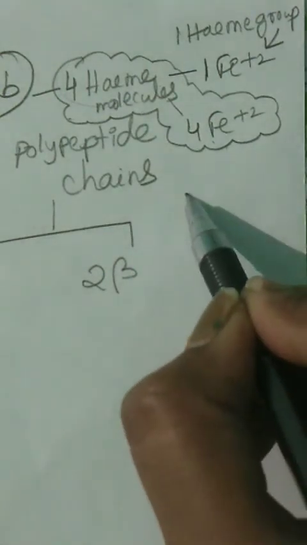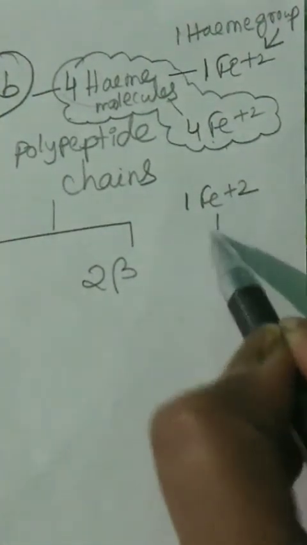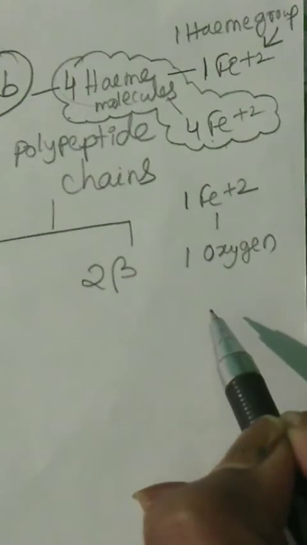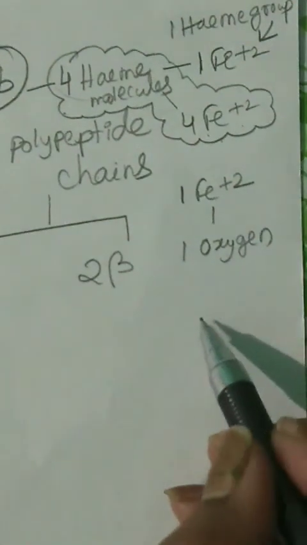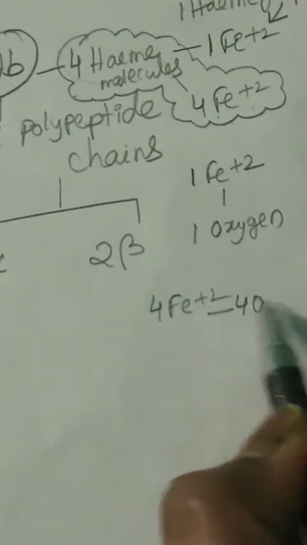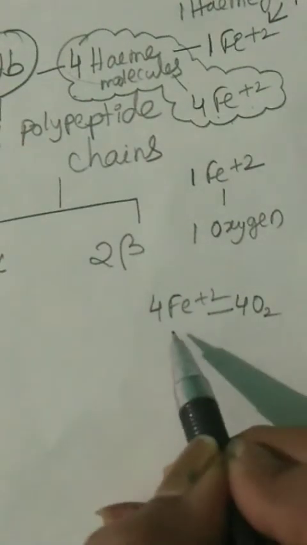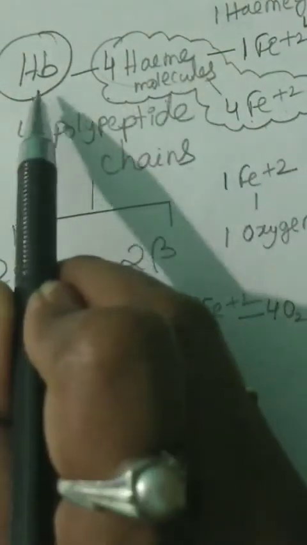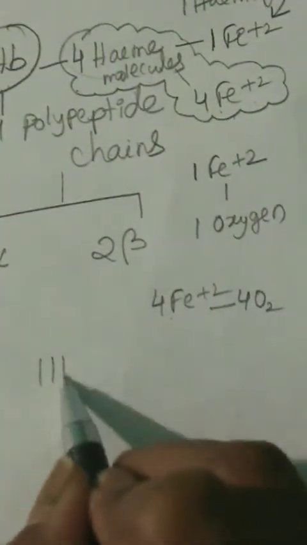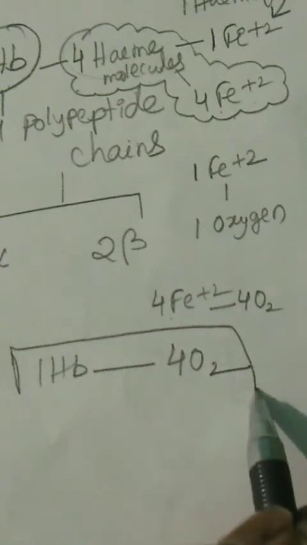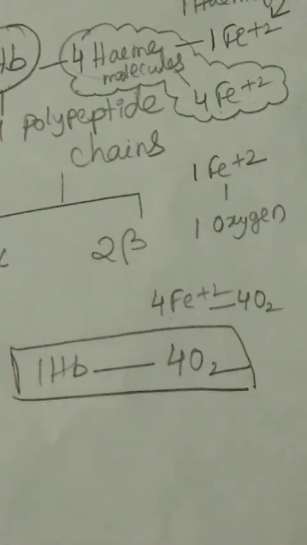Each Fe2+ carries 1 oxygen molecule. So my question, 4 Fe2+ carry how many oxygen molecules? 4 Fe2+ carry 4 oxygen molecules. These 4 Fe2+ are present in the heme molecules present in hemoglobin. So we can say one hemoglobin carries 4 oxygen molecules.